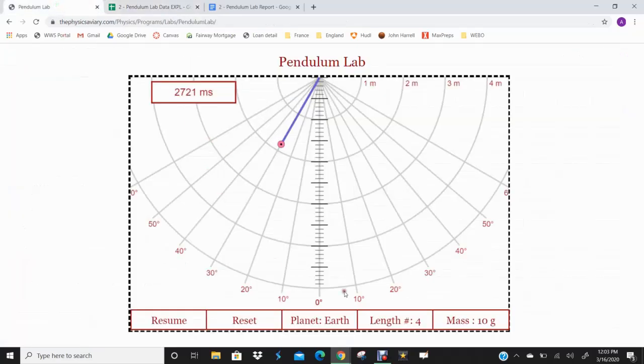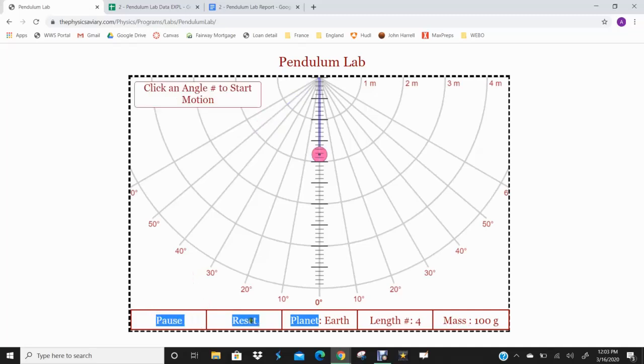Okay, and we'll go back to our virtual lab here. We'll go ahead and put our mass back at 100 grams. We'll leave the length at 4. Let's change the amplitude and let's see what the period is when we go from 50 down to like 30 here. Okay, so about 2.7 seconds. Now you'll notice that that's about the same as when we were changing the mass over here. So let's reset it. We'll go at 40 degrees this time. 2.7. 30 degrees. 2.7. 20 degrees.